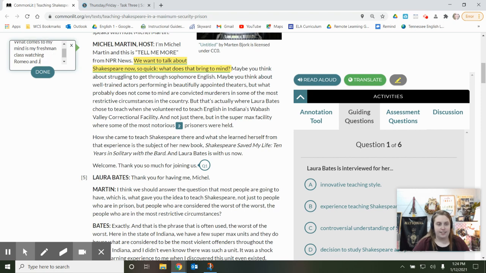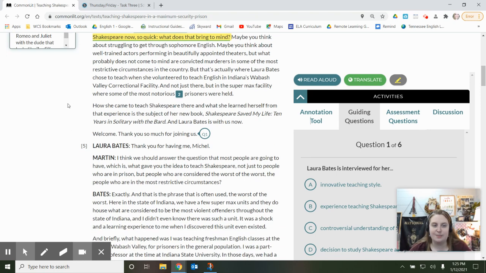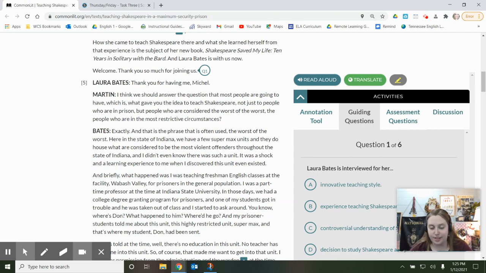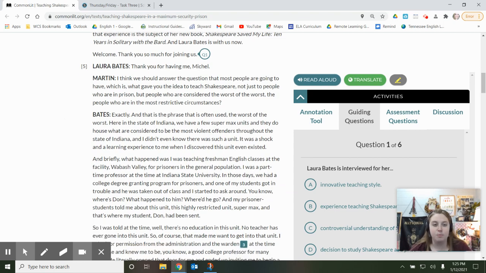watching Romeo and Juliet with the dude that looks like Zac Efron. So we're actually going to be watching the same film that I watched when I was a freshman. It's actually really, really good now that I've studied the text and I've gone to college and I've studied Shakespeare. It's actually a really good adaptation. But when I was in high school, I just looked at it and I was like, oh, that's so cool. He looks like Zac Efron, even though it's in the 60s. So that's what comes to my mind. Okay, so that's another type of annotation that you can be doing. Remember, you have to have at least 3.